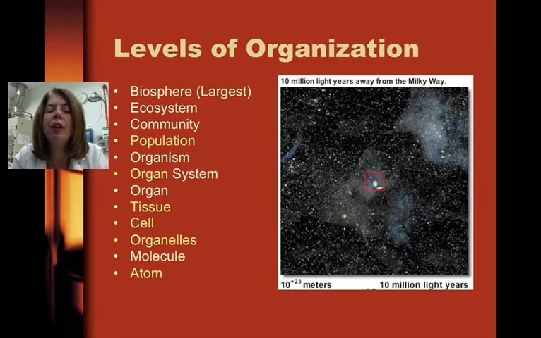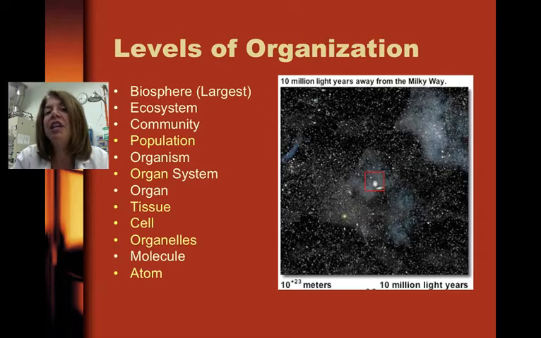Now for the levels of organization. We start out with the largest level, the biosphere. The biosphere contains all living organisms. And then we break it down into ecosystem. Ecosystems are different areas of the biosphere. We have communities. Different communities make up the ecosystem, and communities are made up of various populations of organisms.